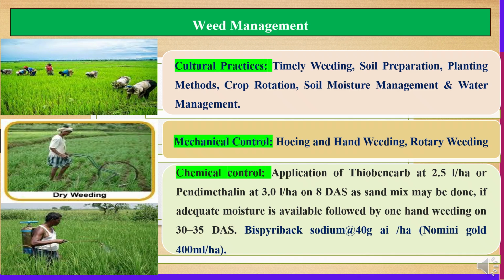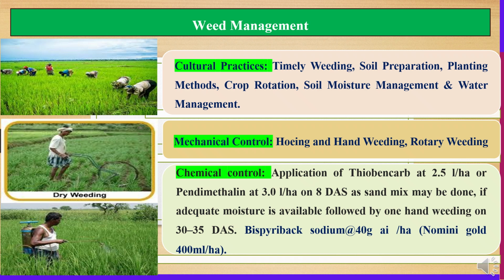Planting methods. Using methods like dapog nursery or direct sowing can reduce weed infestations by promoting early and uniform seedling establishment. A well-established crop canopy can also outcompete weeds. Crop rotation. Rotating rice with other crops, such as legumes, can break the weed cycle, reduce weed pressure, and improve soil health. This reduces the likelihood of weeds becoming resistant to herbicides.